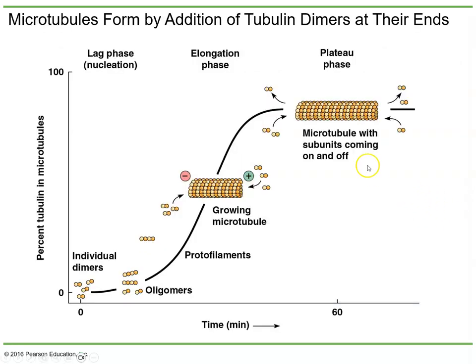We also have microtubules form by addition of tubulin dimers at their ends. If we look at percent tubulin in the microtubules over time, the process is called nucleation. Then the addition of more subunits at either end is called elongation. Microtubule formation is slow at first because the process of nucleation is slow. Organizing these and creating that seed for others to come together is a slow process, so this takes some time.